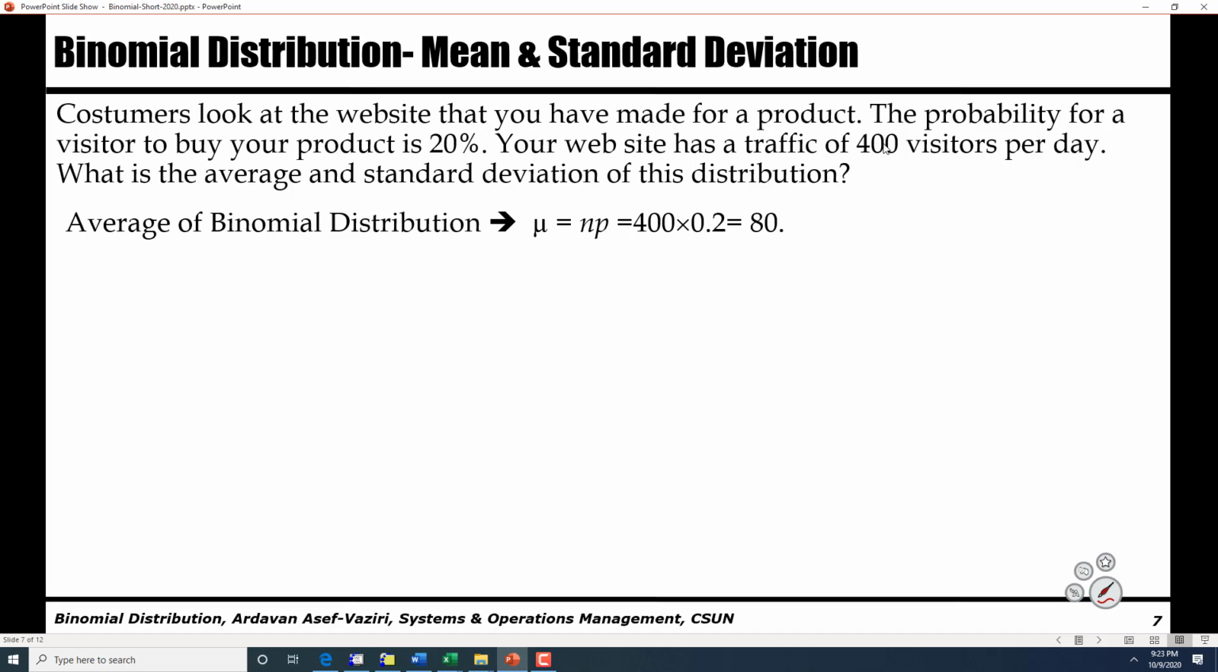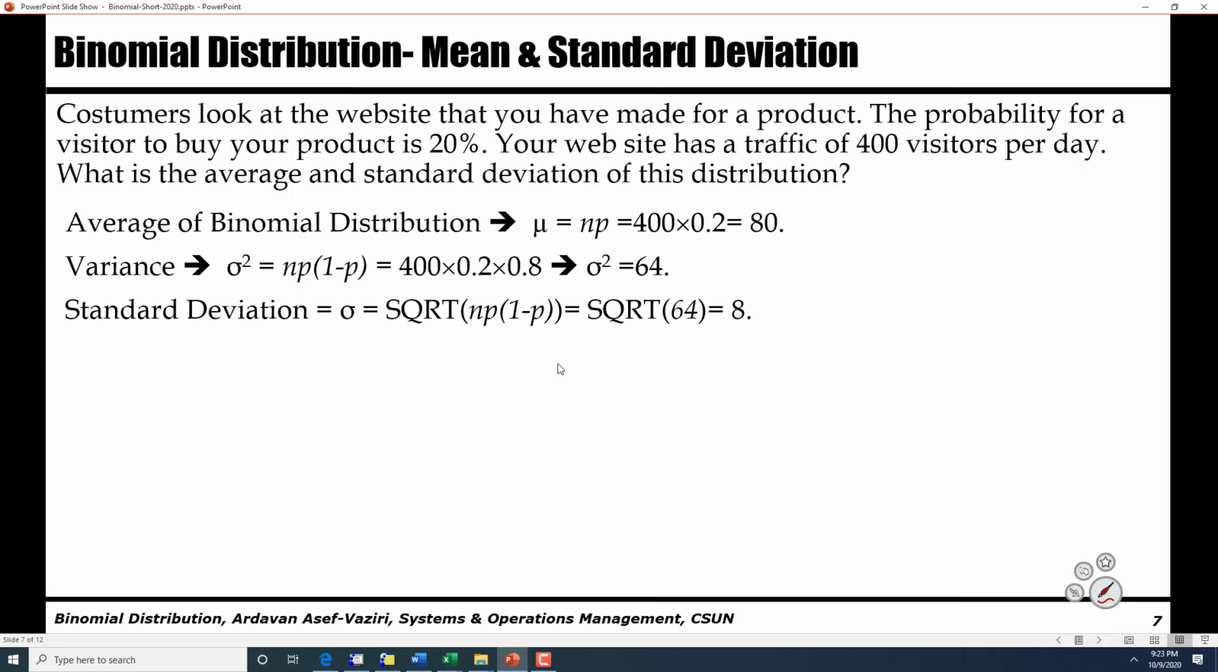Here we have 400 visitors times 0.2, it is 80, and then variance or standard deviation squared is NP times 1 minus P, 400, 0.2, 0.8, and that is 64, and standard deviation is square root of that, which is 8.